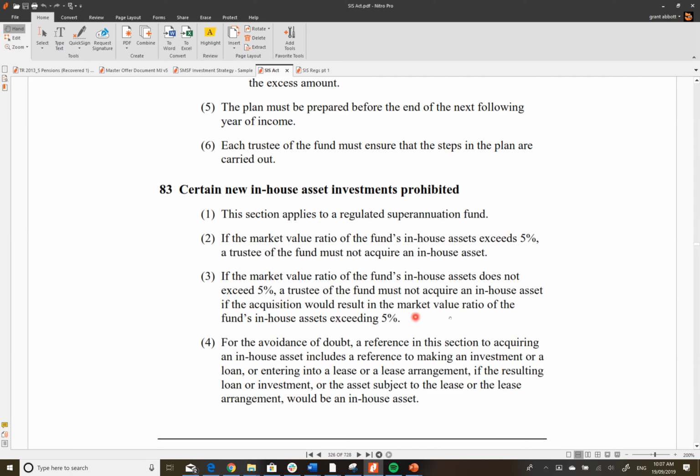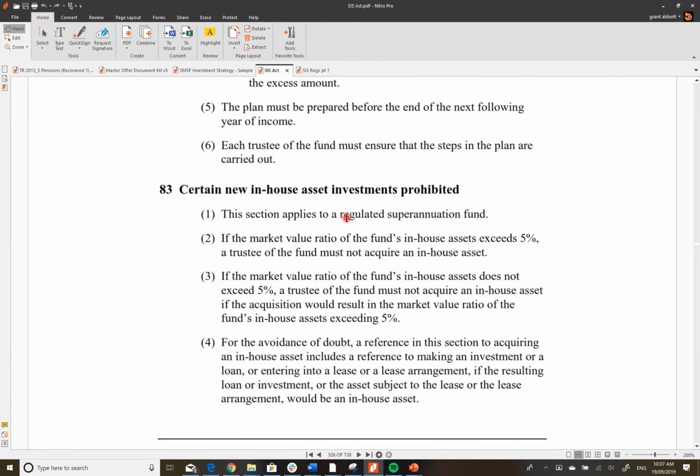So, for example, we may well have business real property, which we then convert to residential property. Business real property would be excluded, but as soon as we have residential property, if it's leased back to ourselves, we suddenly find that we've got a brand new in-house asset because it's subject to a lease arrangement. This is probably a more important one that we have a look at.